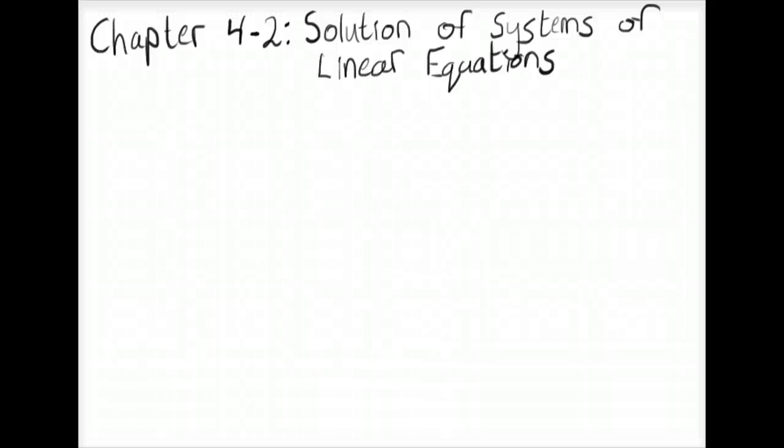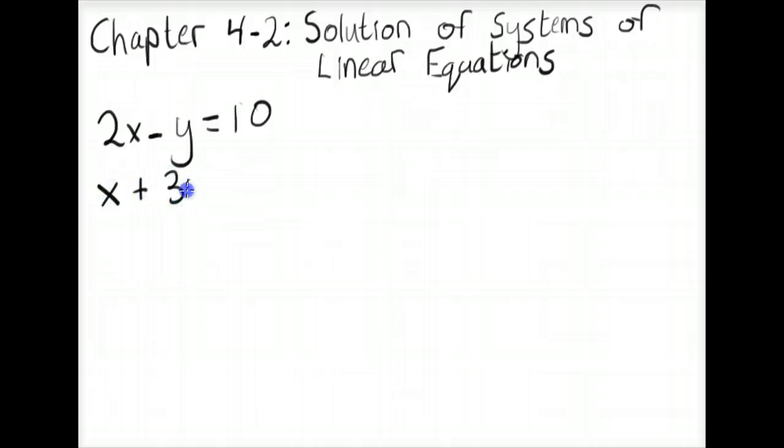So in exercise 4-1, you actually solved a system of linear equations. So we have the two equations, 2x minus y equals 10, and then x plus 3y equals -9. I'm just going to label these equations 1 and 2.